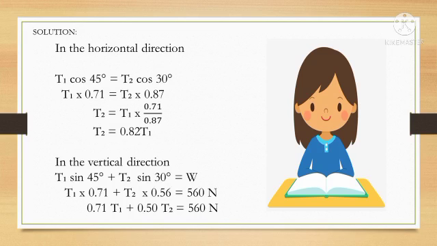In the vertical direction, T sub 1 sine 45 degrees plus T sub 2 sine 30 degrees equals weight. Since sine 45 degrees is equal to 0.71 and sine 30 degrees is equal to 0.50, it will result to T sub 1 times 0.71 plus T sub 2 times 0.50 equals weight, which is 560 Newton. And then 0.71 T sub 1 plus 0.50 T sub 2 equals 560 Newton.